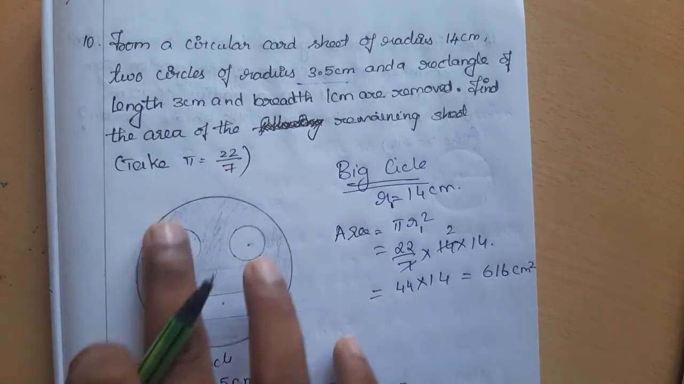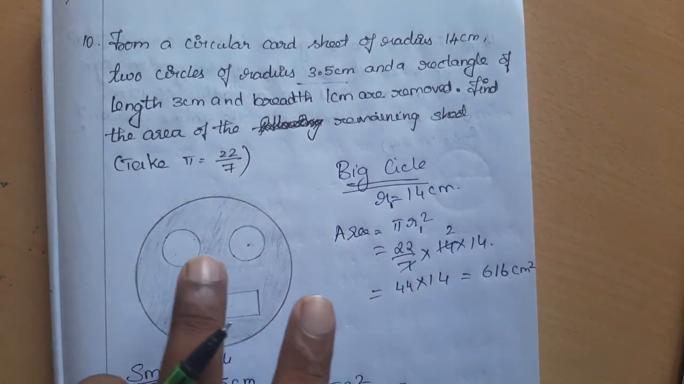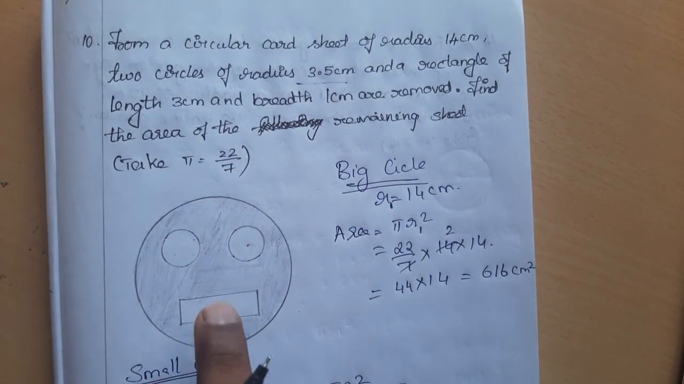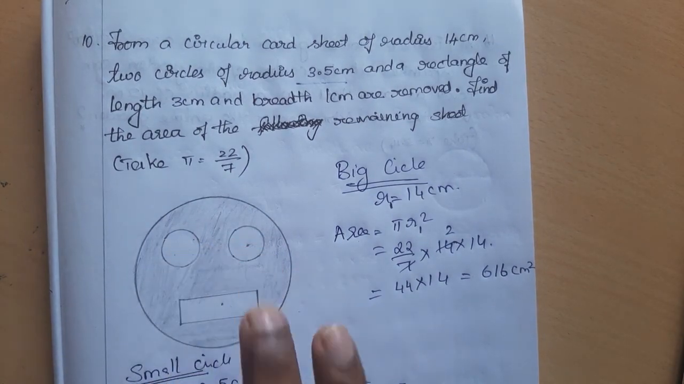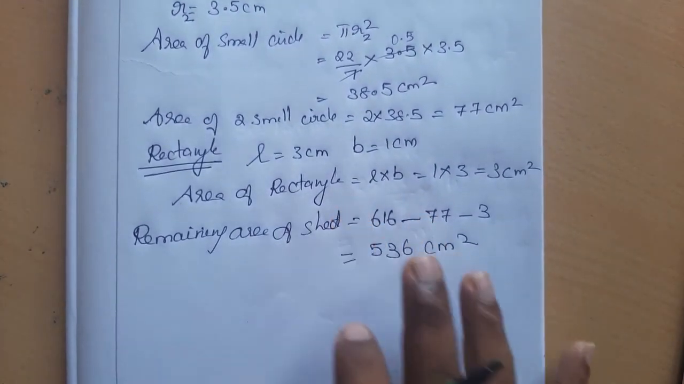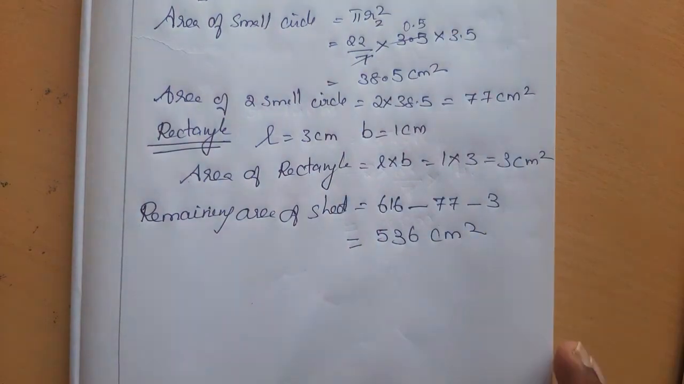We have found the full area, and from that full area we have subtracted the area of the shapes which were removed, and we have found 536 centimeter square.